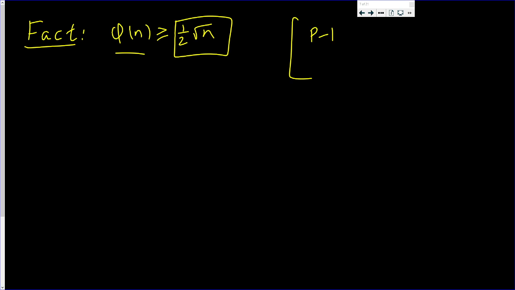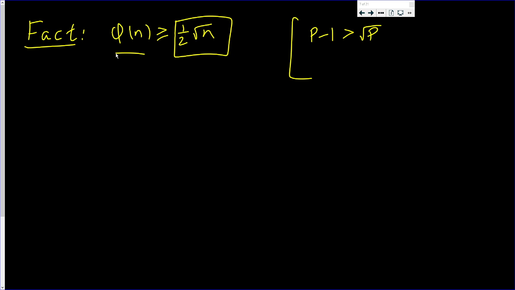The fact that p minus 1 is greater than the square root of p. I think p has to be at least 3 for that to be true, so we'll see. Okay, so we're not going to have p equals 2.